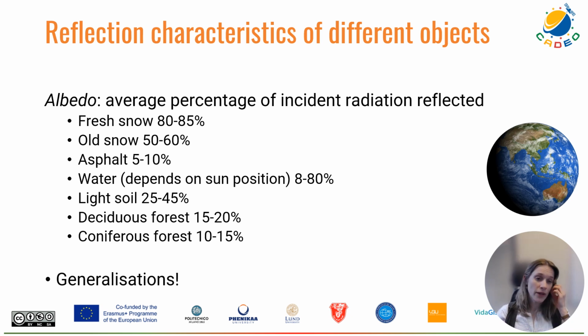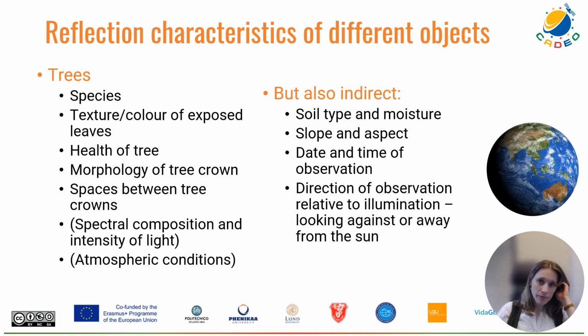But it's important to remember that these numbers are, of course, generalizations. So it depends a lot on what part of the spectrum we're looking at, what time of the day, what exact type of land cover we are looking at. So it varies a lot. So you can see these as giving a general idea of how much of the radiation is reflected. Yeah, so if we go into the trees or different objects, how do they reflect light and how can we see them?